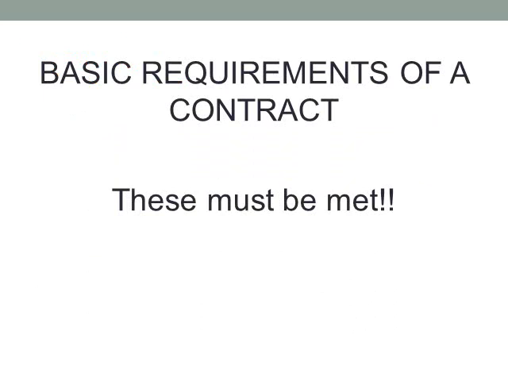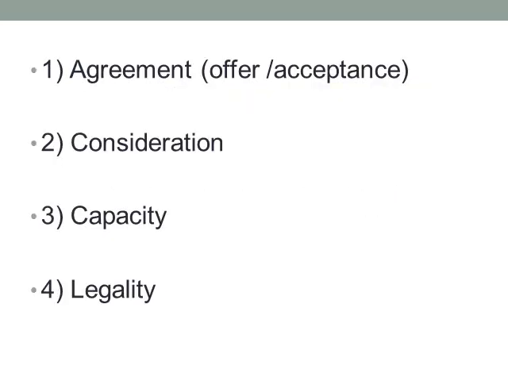So, basic requirements of a contract. All contracts must have these requirements, and we will break these down into their own specific topics as we move through the next couple days of classes on this. But these all must exist. There must be an agreement, there must be an offer made and an acceptance, and we'll talk about those specifically, what those mean.